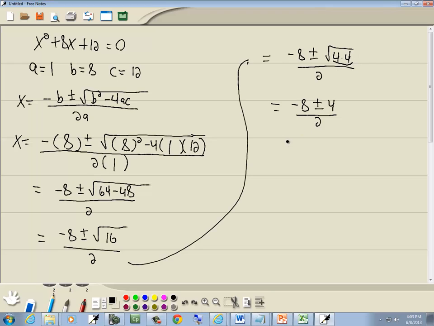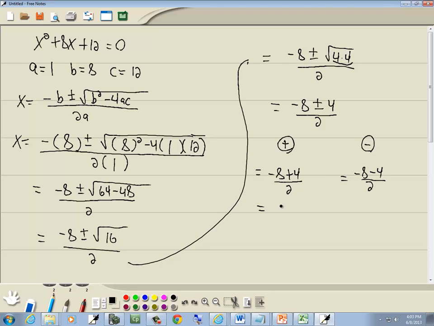Now, at this point, it's beneficial, since the radical disappeared, to split this into two separate pieces, our positive version and our negative version. Because what the plus or minus means is we're going to have negative 8 plus 4 over 2, and we'll have negative 8 minus 4 over 2.